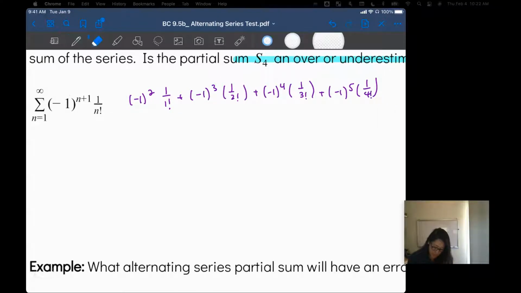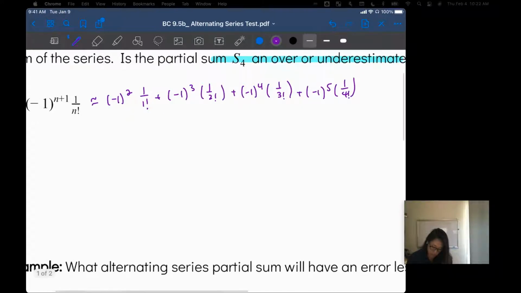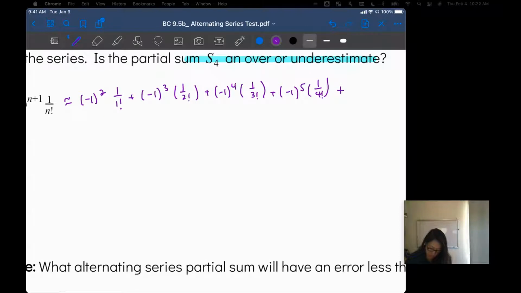This is an estimation, so we do need to put an approximately equal sign. Okay. The fifth term, just for funsies, would be -1 to the 6th times 1 over 5 factorial. So simplified, that is 1 over 1 factorial minus 1 over 2 factorial plus 1 over 3 factorial minus 1 over 4 factorial, and then plus 1 over 5 factorial plus dot, dot, dot.